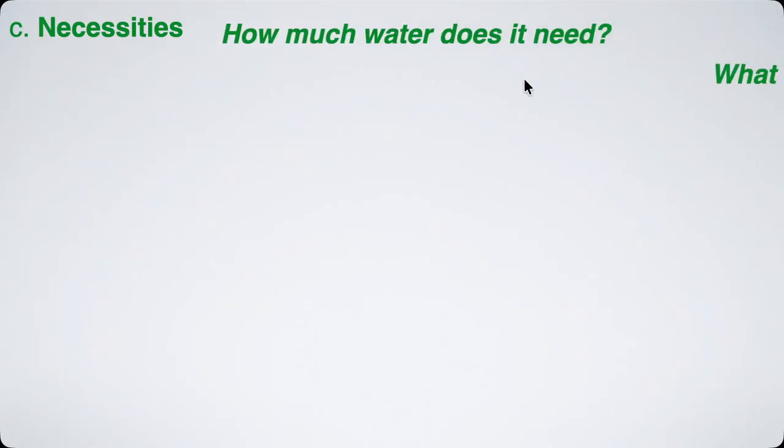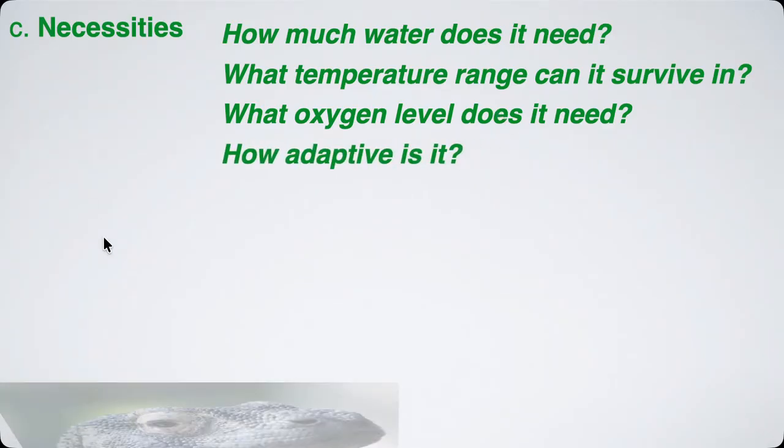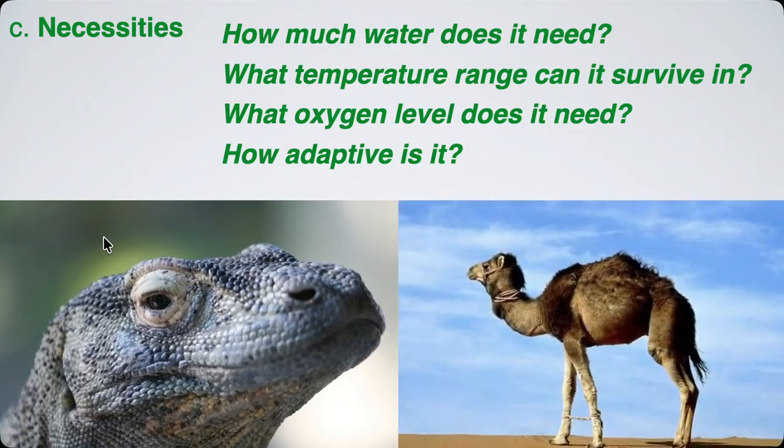Necessities: how much water does it need? What temperature range can it survive in? What oxygen level does it need? Again, some of these are related to what we just showed in the previous couple of slides, right? Where we're looking at what biome it survives in, right? Tropical rainforest. Is it tundra? Is it taiga? Is it savanna? How adaptive is it, right? Can it adapt to change well, or is it going to be very difficult for it if you put it in a new environment to adapt to those changes?